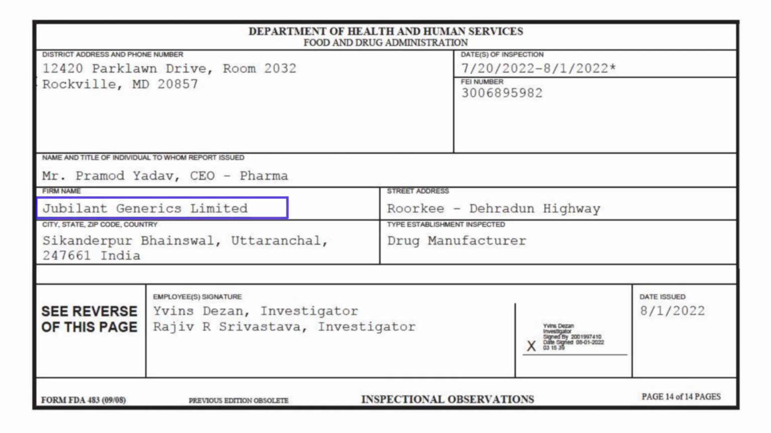In this video, we are going to learn about the Jubilant Generics 483 observations. As you might be aware, a couple of days back, USFDA uploaded Form 483 of Jubilant Generics on its website. And I hope those who are working in USFDA approved plants might be aware of this.